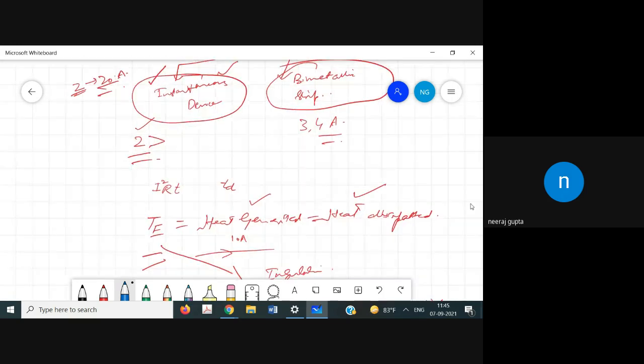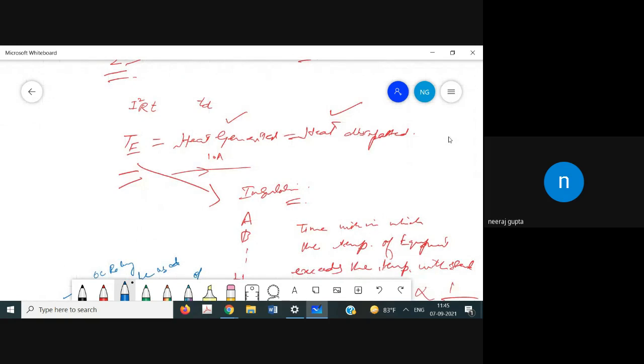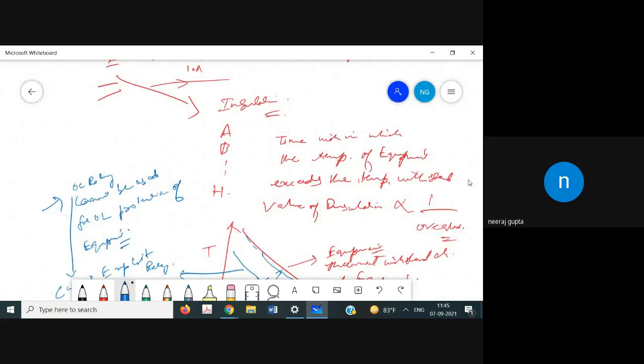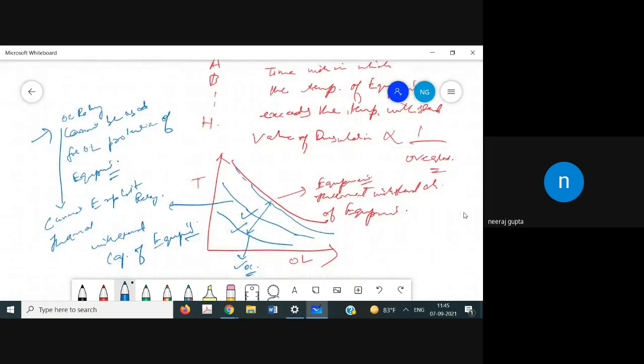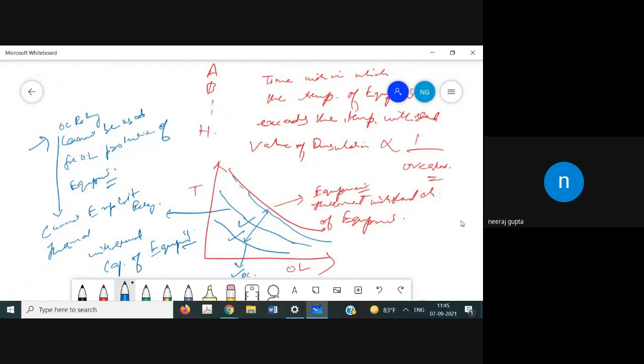एंड एज यू नो दैट दिस इक्विलिब्रियम टेम्परेचर क्या होता है, हीट जनरेटेड होती है हीट डिसिपेटेड के बराबर. अगर हीट जनरेटेड और डिसिपेशन में डिफरेंस हो, इन दैट वेरी केस द heat will increase and it will affect our insulation, and insulation are different types like A to H type of insulation. And this is actually the graph between this time within which the temperature of equipment exceeds the temperature withstand value of the insulation or overload current.